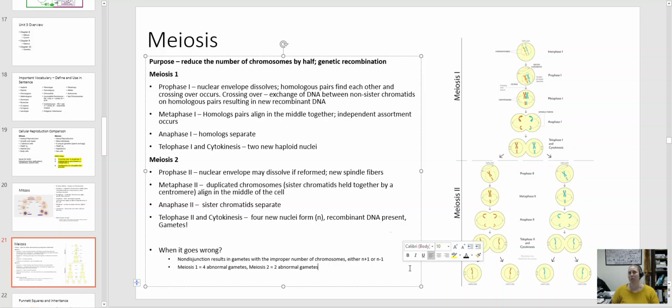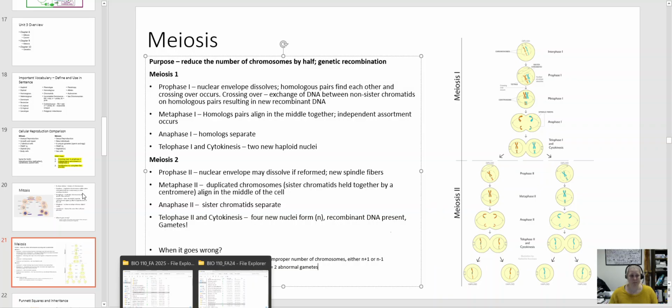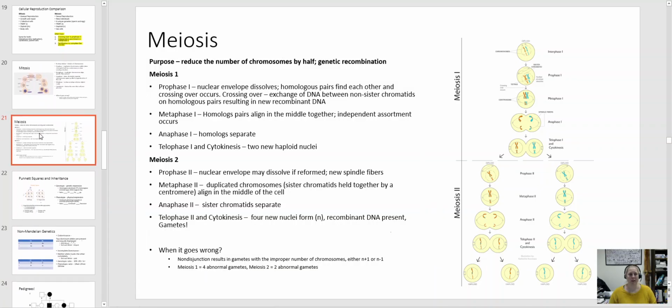therefore being more problematic, because if any of those gametes are fertilized, we get a 2n plus 1 or a 2n minus 1 individual, and that is usually not conducive to life. Or in meiosis 2, we have 2 abnormal gametes and 2 normal gametes. If the normal gametes are the ones that are fertilized, we would never know non-disjunction occurred. Okay, hopefully we're remembering that.